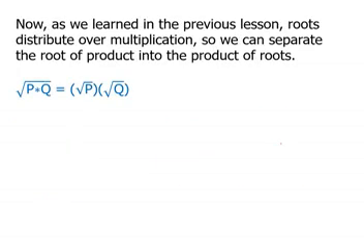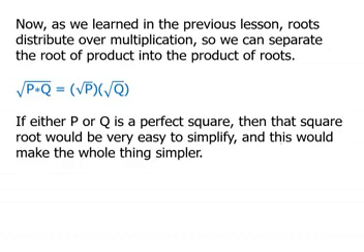Now, as we learned in the previous lessons, roots distribute over multiplication. So as we said a moment ago, we can separate the root of a product into the product of the roots. So the root of the product p times q equals the product of root p times root q. And now notice, if p or q is a perfect square, then that square root would be very easy to simplify, and the entire expression would simplify.